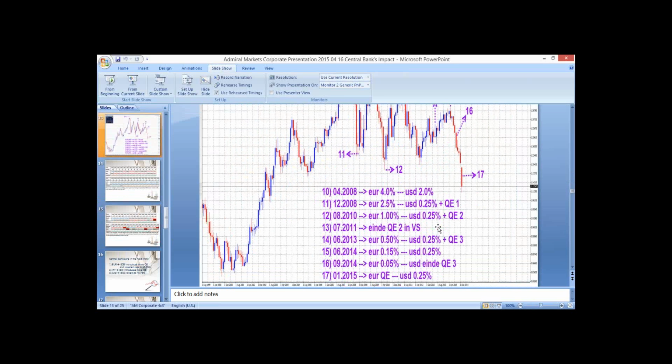So that, of course, was that chain reaction here: the dollar ending quantitative easing and indicating a potential rate hike, the euro going the opposite way, and that was a big difference. And that's why we saw the euro dollar fall that much.